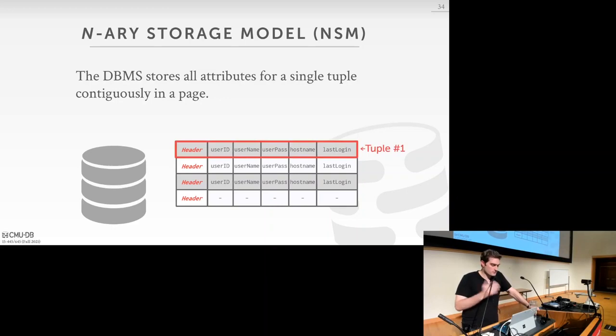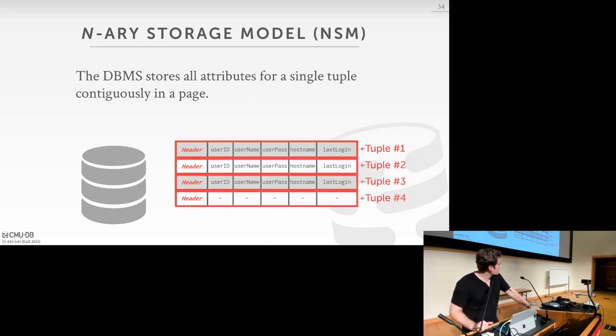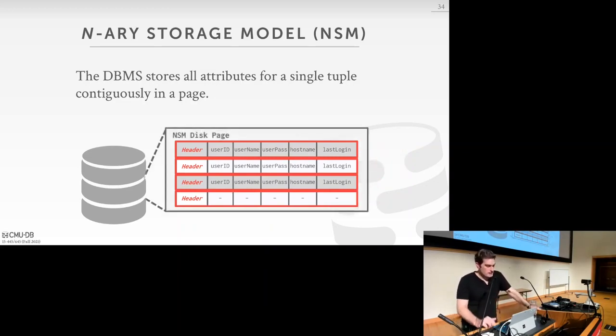If we want to get tuple number 1, everything's stored together right there in the page. We have the header and all of the different aspects of it. And if we want to get any of these other tuples, we can just go and access all of the values together. So each of these pages is stored like this in a row-based format in the database. This is exactly how we've been talking about database pages so far.